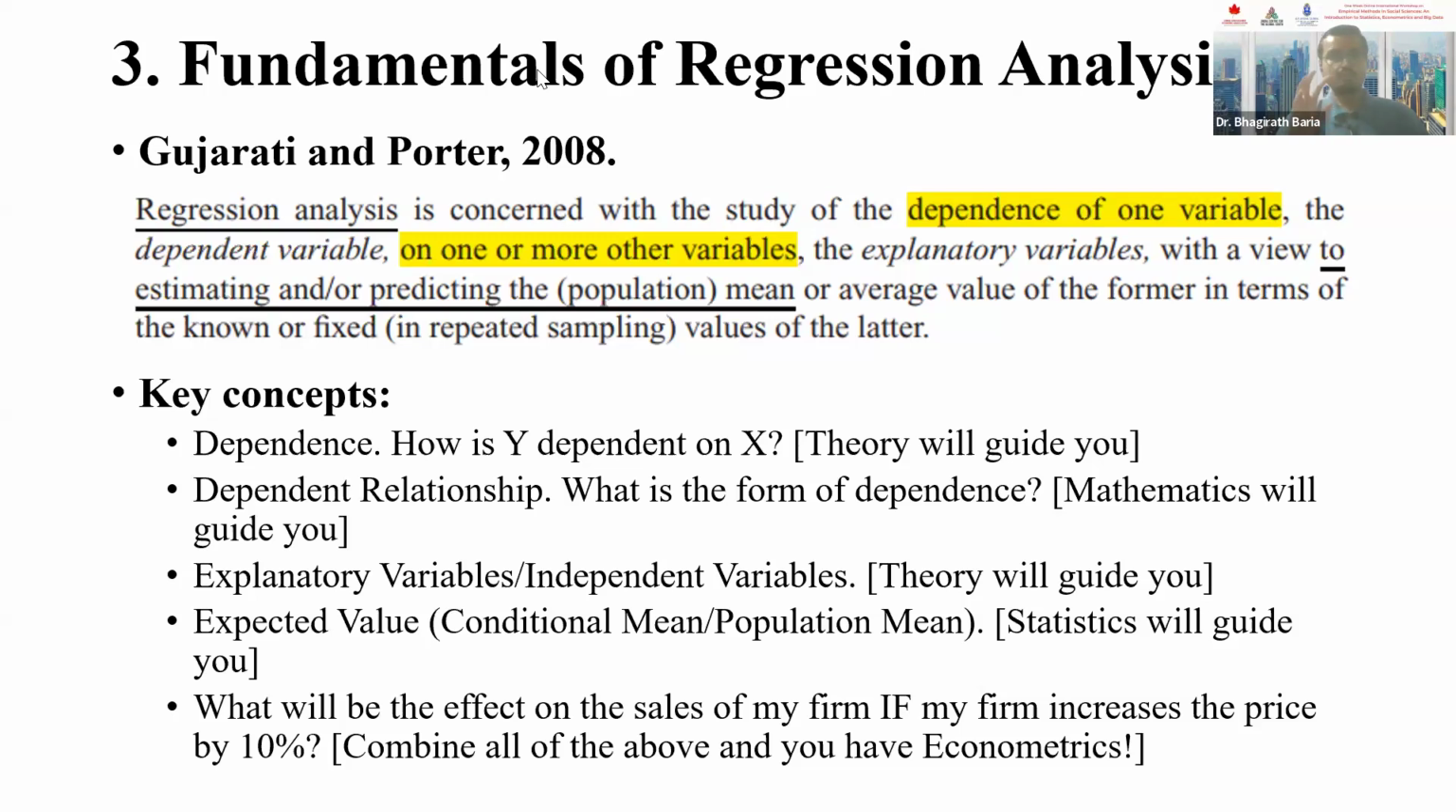To answer this question, you need to combine your subject knowledge, your theory, statistics, mathematics together. Then you can have econometrics. All right, so that is what regression does. Regression is concerned with the population values, not with the sample. The data that you have is only a reflection of the larger population, which is hidden from you. And you need to use this sample information to extract that truth about the population that you are interested in. Fine.